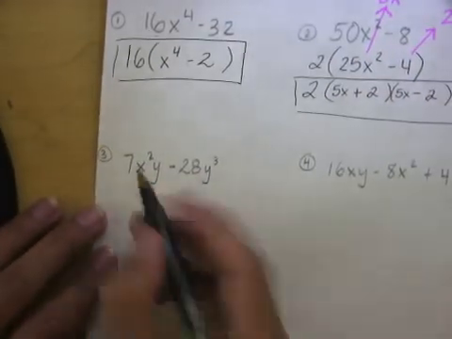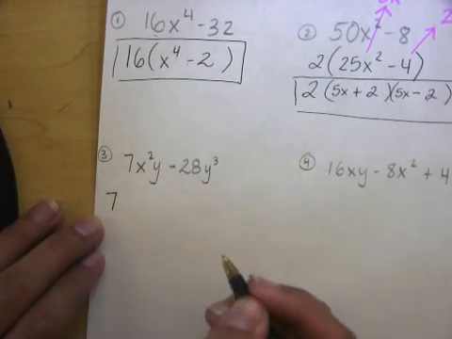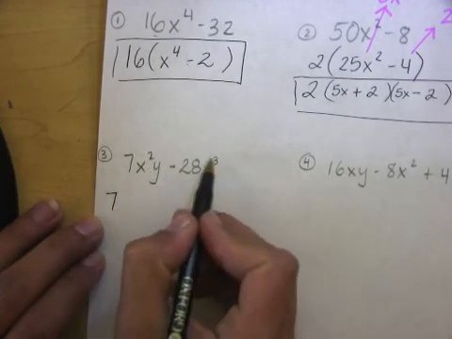Next one, I see 7 and 28 share a common factor of 7. This term has an x, this one does not have an x.